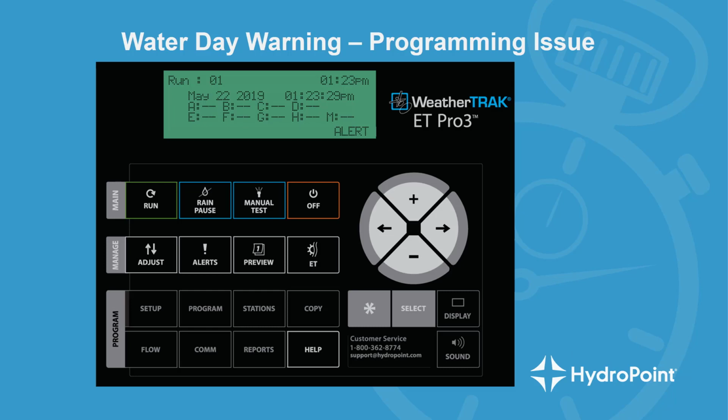To edit this, standing at the controller, push the program button and then the forward arrow until you get to your water day mode, and then use the plus and minus buttons to select the water day mode for your controller.